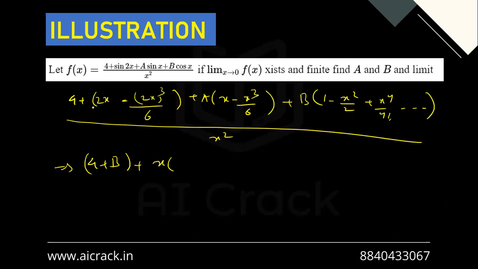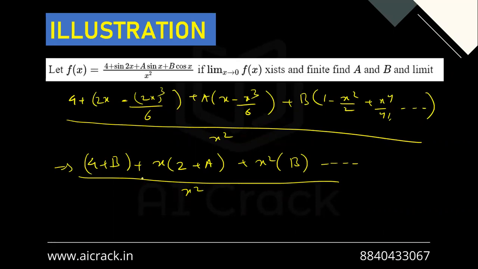Now for the coefficient of x, we get 2 from here, we get plus a from here and no other term. Now for x square, we have only b over here. We don't have any x square term over here. So we have just got b over here and so on. We won't be writing for x cube or x4, right? Divided by x square. Now we know that for this limit to exist, all of these coefficients should be 0 except the x square one. So basically 4 plus b is 0 and 2 plus a is 0. So we got b equals minus 4 and a equals minus 2.